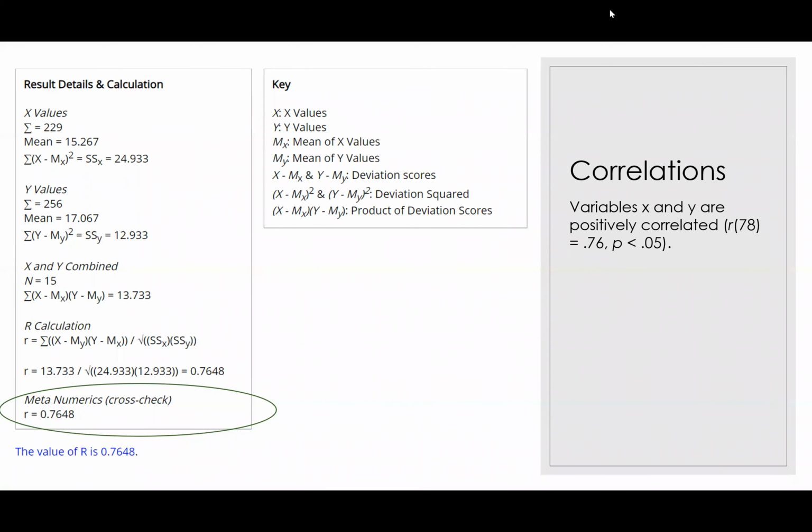I recommend you pause here and take a look at what the key is in all of these calculations. You're not expected to do them by hand at this point, but you can see that there are the X values, of course, those are the values for the X variable. The Y value is for the Y variable. And there you go.